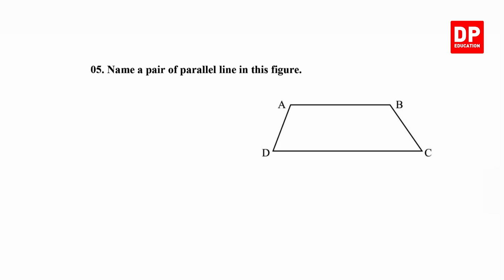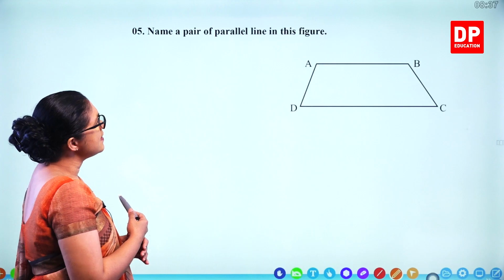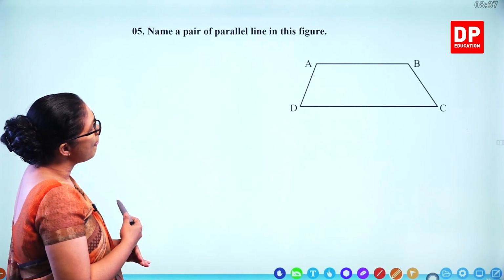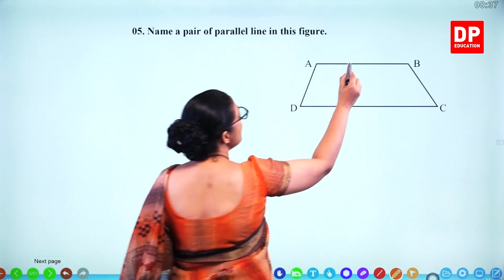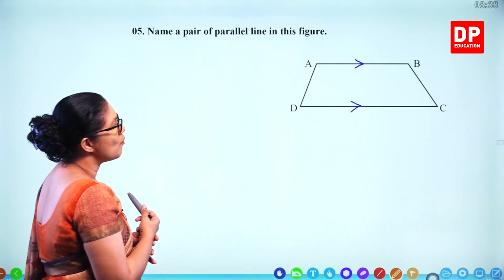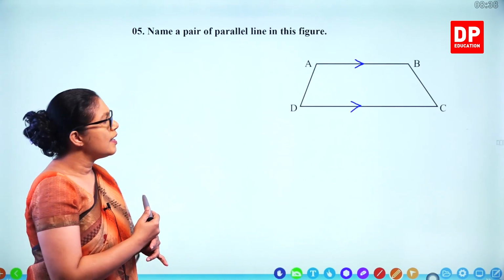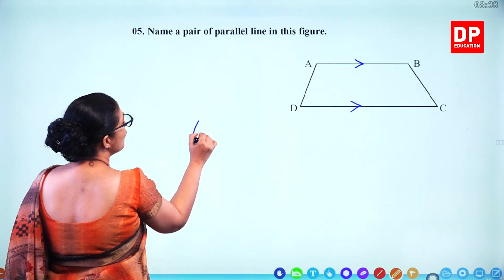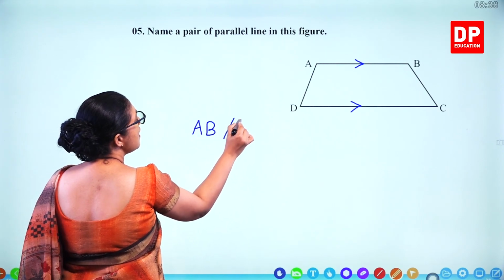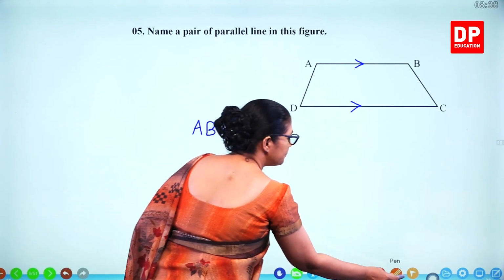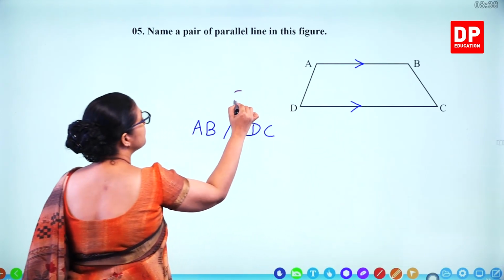Question number 5. Name a pair of parallel lines in this figure. What is this shape? This is a trapezium. So we can see this pair of lines are parallel. One pair of lines parallel in a trapezium. So we can say AB is parallel to DC. 2 marks.